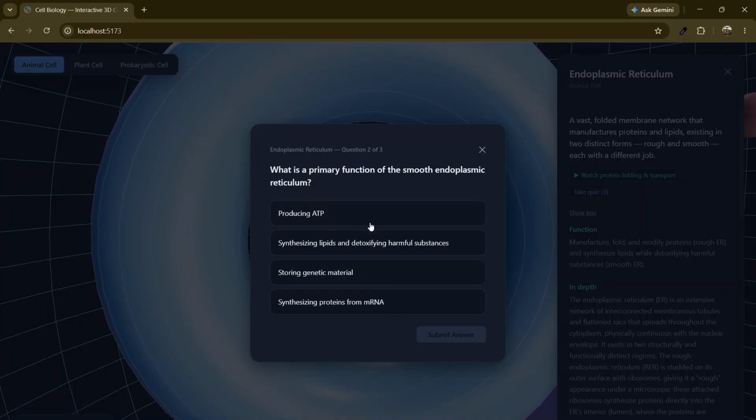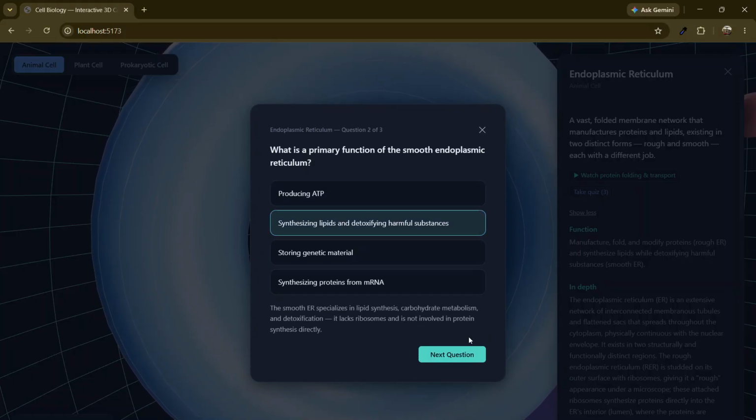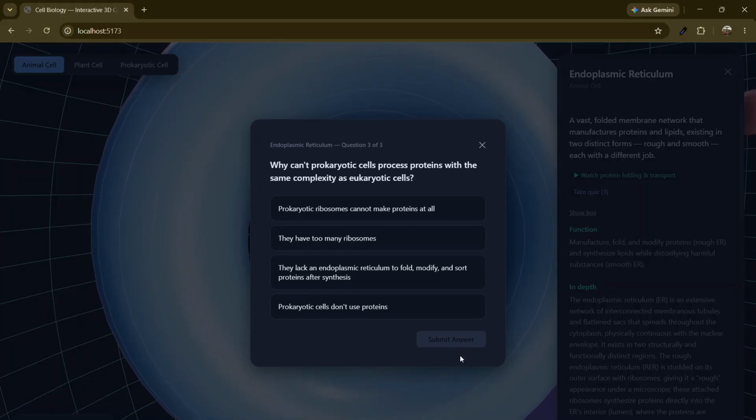Producing adenosine triphosphate, synthesizing lipids, and detoxifying harmful substances. I feel like I literally just talked about this. Why can't prokaryotic cells process proteins with the same complexity as eukaryotic cells? I would say it's because right here, they lack an endoplasmic reticulum to fold, modify, and sort proteins after synthesis.